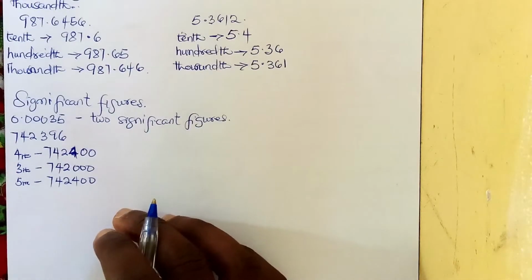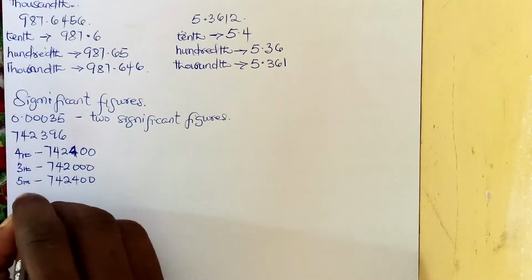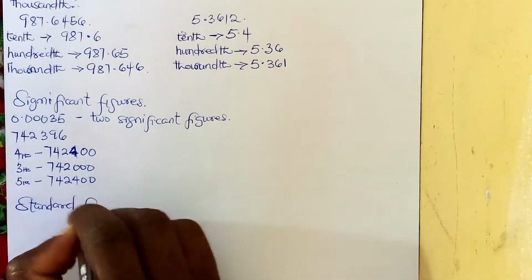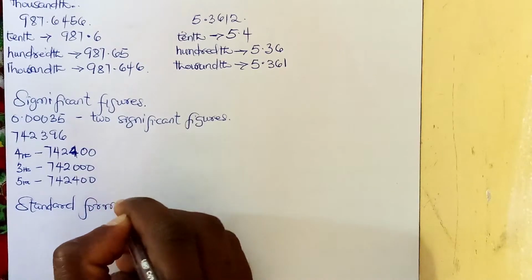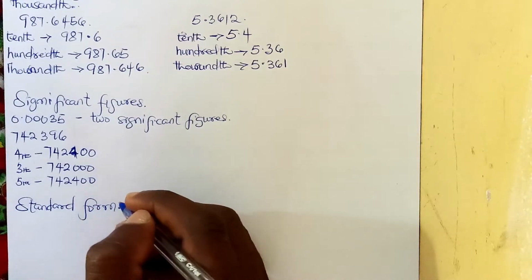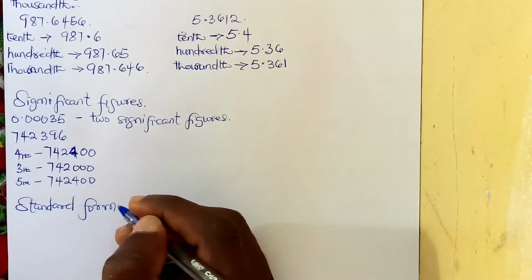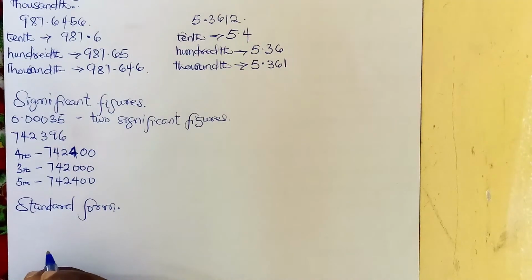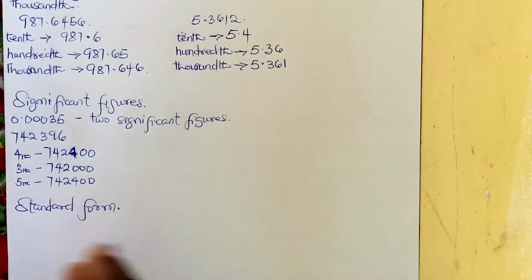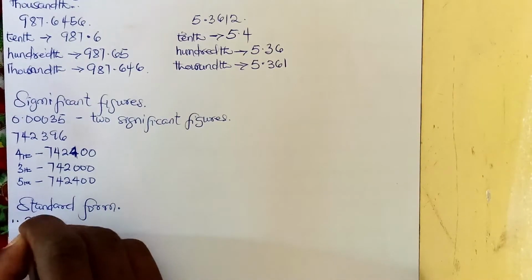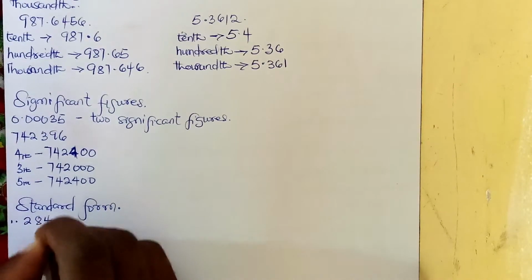Our last thing we are going to be doing is standard form. Standard form, changing numbers into different form, of which you are going to be seeing the form I'm going to change this into. So with an aid of an example, you have a better understanding of it. So we have our first example as 2,846.